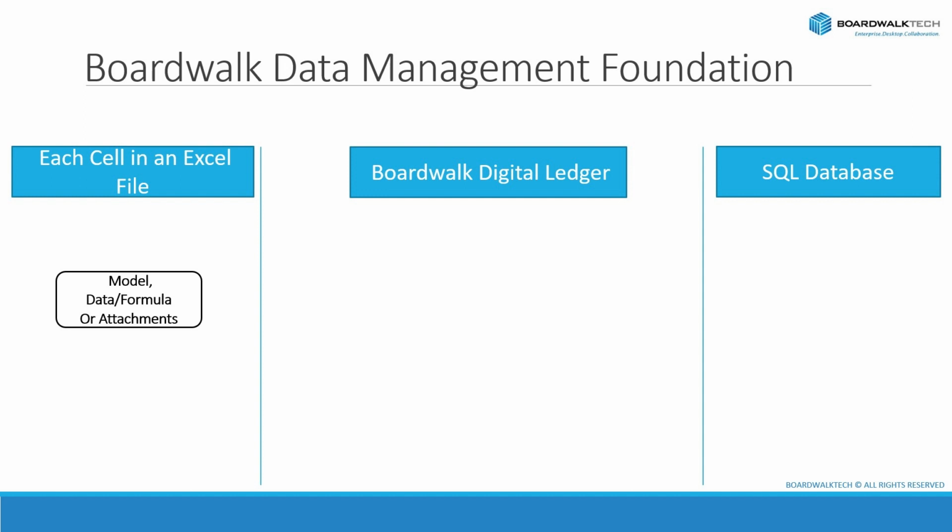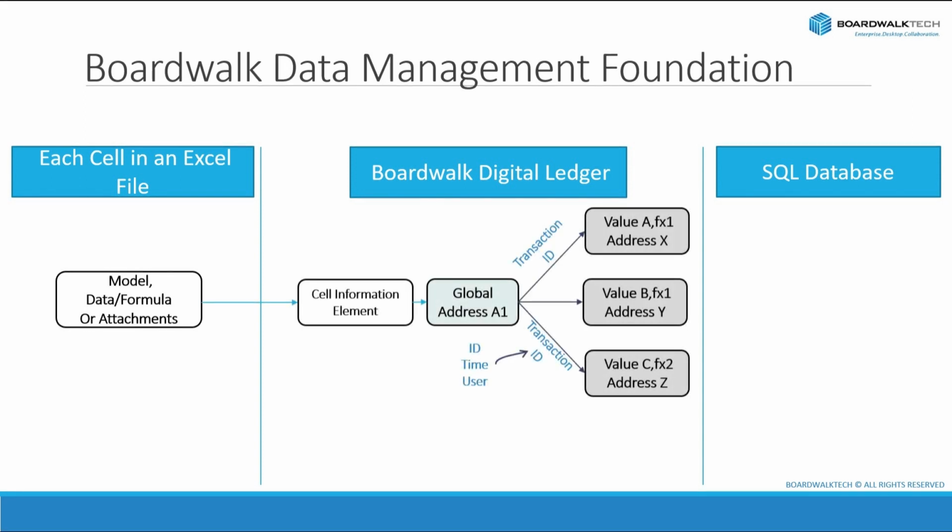We know that each sheet of the model contains rows and columns that contain data and formulas. There may be some attachments too, and we will focus on how the data is stored in the Boardwalk digital ledger. The model data, when stored in Boardwalk's digital ledger, is stored at the cell level. Each cell within the digital ledger is assigned a global address, for example A1.